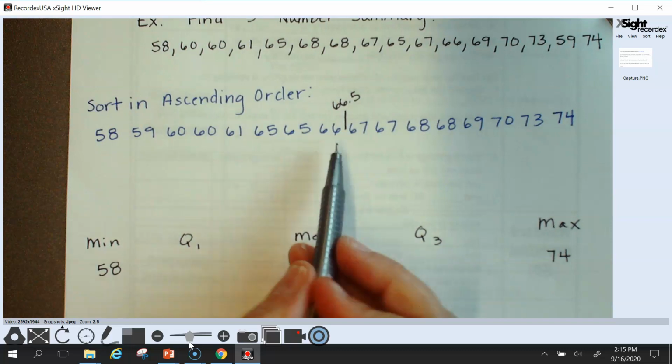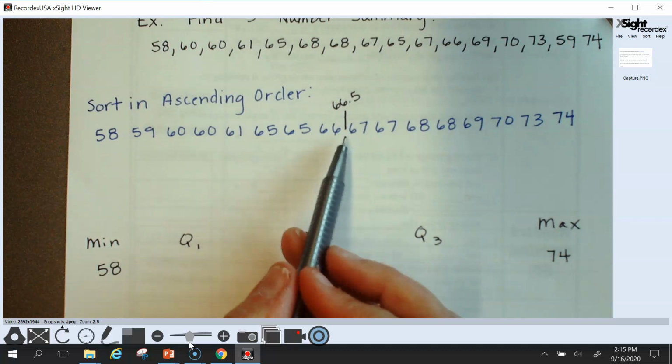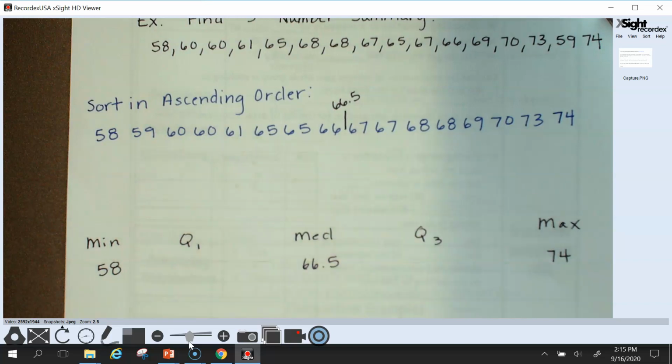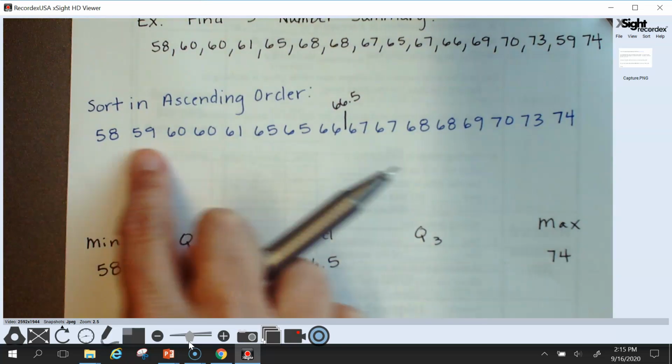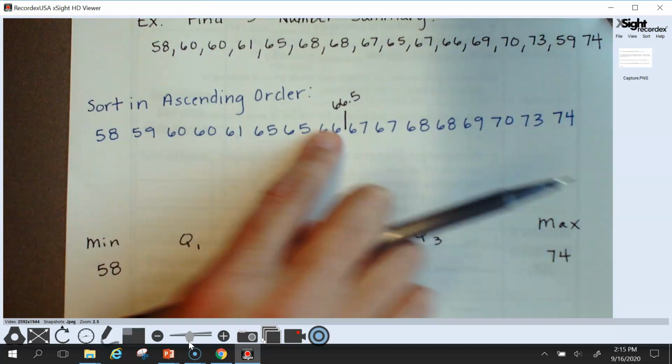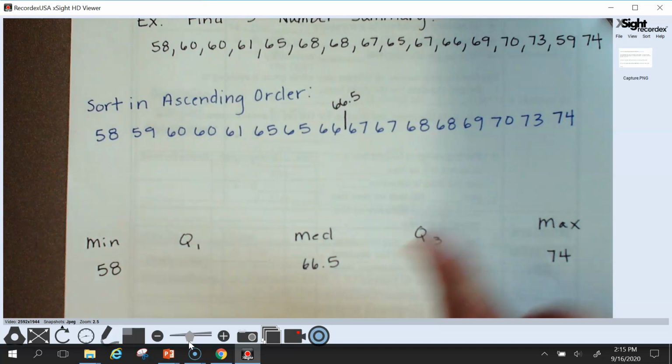So now that the data is divided up, double check 1, 2, 3, 4, 5, 6, 7, 8, just to make sure I didn't make any mistakes. Now what I'm going to do is find the median of this lower half and the median of this upper half. The median of this half here is going to be my Q1. The median of this half here would be my Q3.